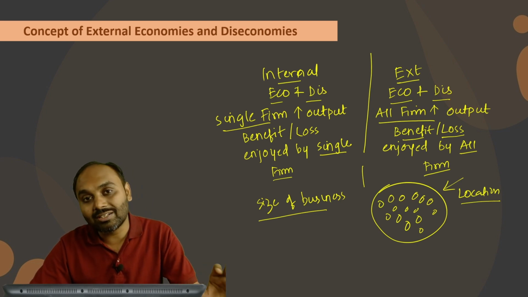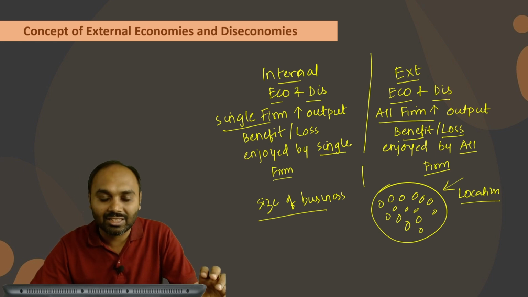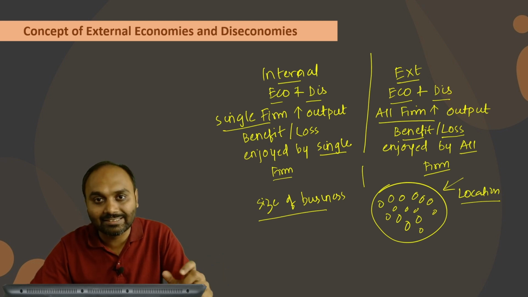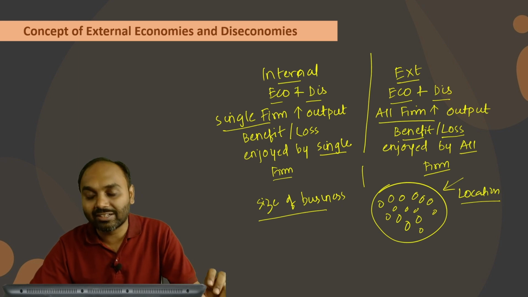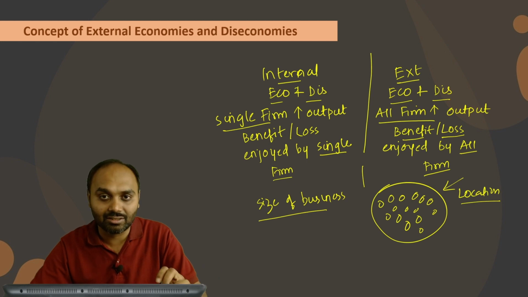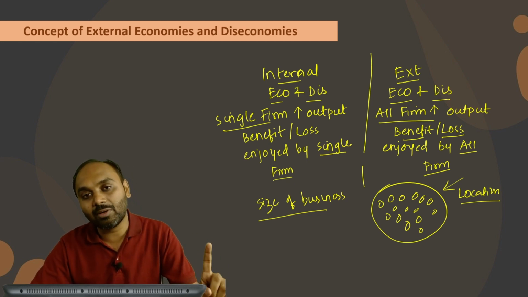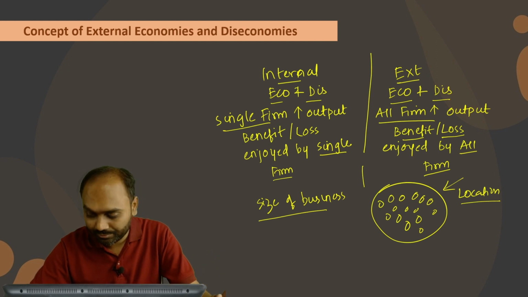Now if all companies, all diamond business companies, start increasing their production, then they will easily get the kind of machines that are available within the market. They can easily get loans, banking facilities, transport facilities, all that kind of stuff. Now this kind of benefit that organizations receive, will it be received by one firm or will it be received by all firms? Even I can take the example of Bangalore.